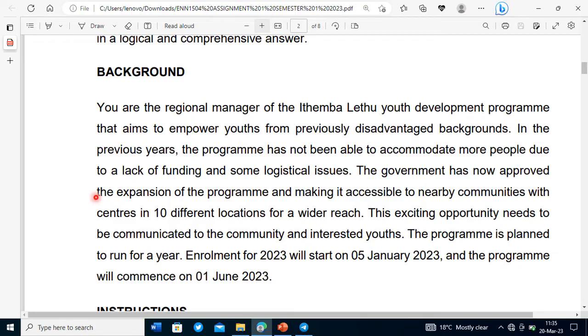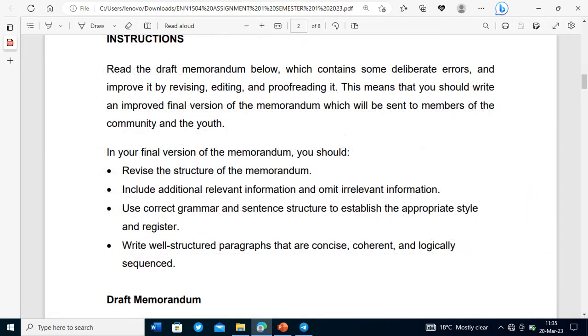So the next part states the background and whatnot. I will read that one alone, guys. So as you can see, guys, instructions: read the draft memorandum below, which contains some elaborate errors, as I have stated, and improve it by revising, editing, and proofreading it. So you have to revise it. Yeah, I think that I pronounced it very well.